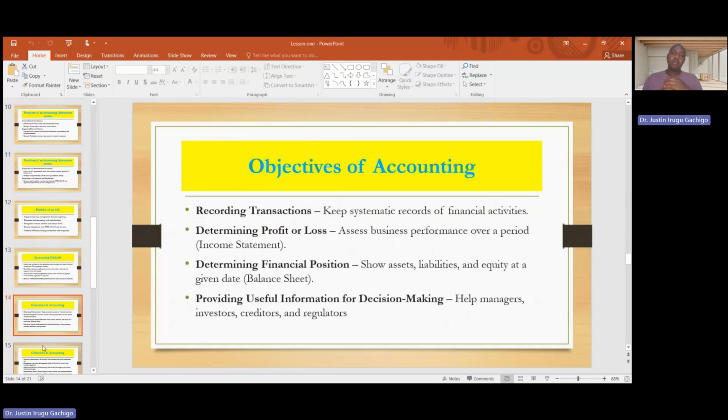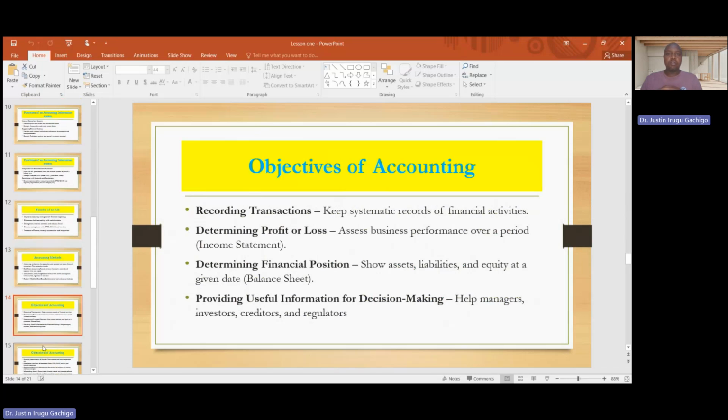The second one is determining profit or loss. In a business, you need to determine what you have sold and what costs you have incurred, so that you can know your profit. Then is determining financial position. This is to show the assets that you have, for example, motor vehicle, furniture, equipment, etc. Liabilities, if you owe suppliers, if you owe the bank, and equity, that is the money that you initially invested, plus the retained earnings.